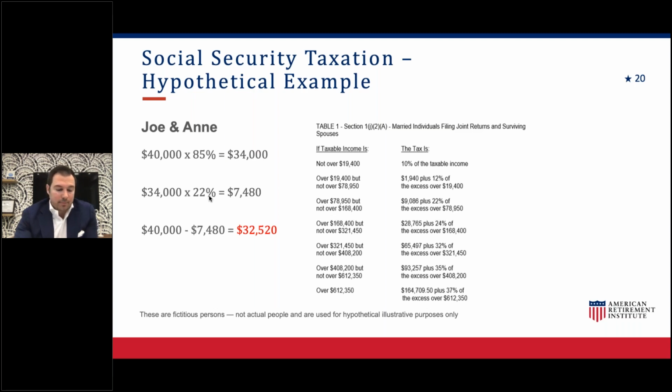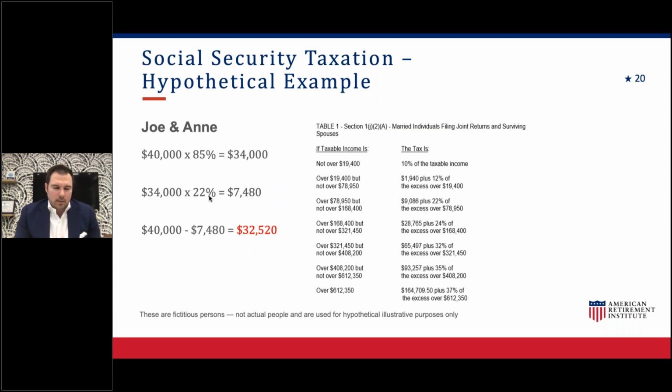We didn't get to vote on that as citizens. Congress just said, hey, you're 34,000 and over single, you're 44,000 and over married, your Social Security income will be taxed. I don't think it's fair. That's double taxation. That's taxation on your benefits as you work.